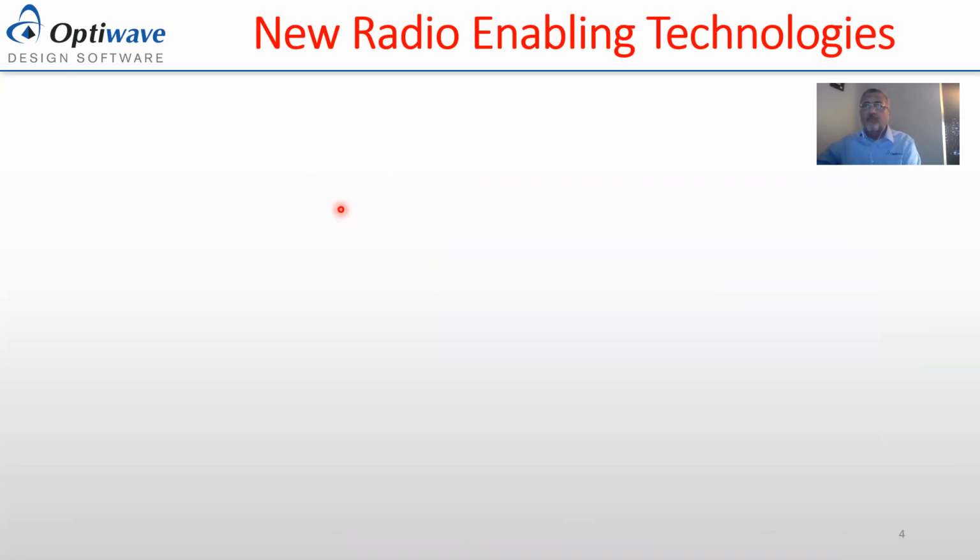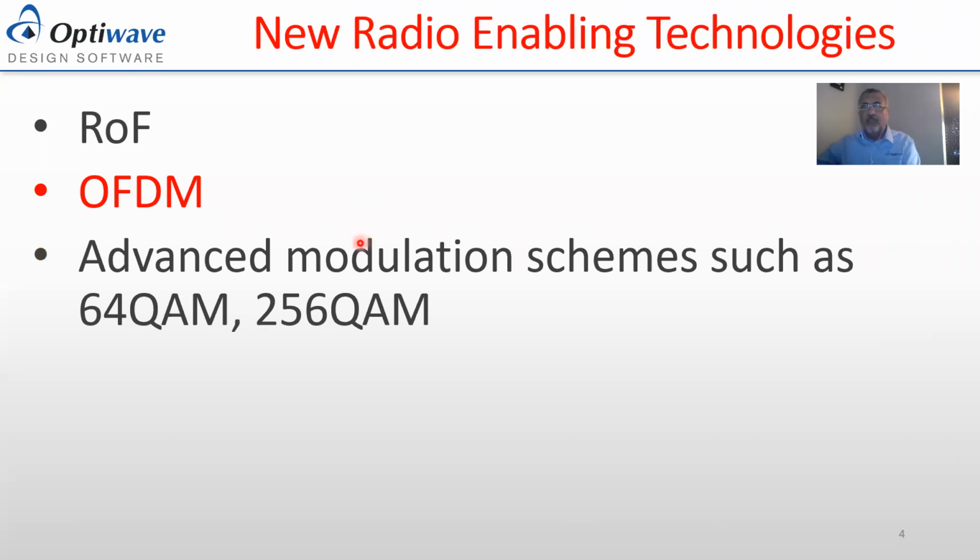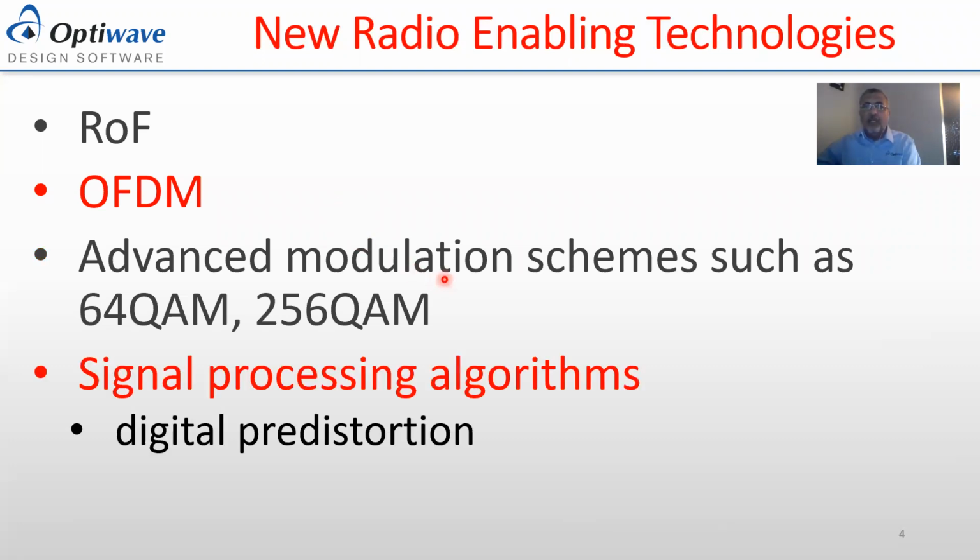The enabling technologies for the new radio are radio over fiber, the OFDM modulation, orthogonal frequency division multiplexing modulation, as well as the advanced modulation such as 64 QAM, 256 QAM, and then the signal processing algorithms. And one of them is the digital predistortion, which is going to be concentrated on in this presentation.